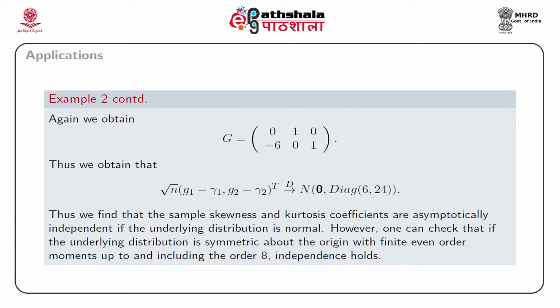However, one can check that if the underlying distribution is symmetric about the origin with finite even order moments up to and including the order 8, independence holds. So, the above result is not limited to normal distribution. This result can be extended for any symmetric distributions with symmetry about the origin. However, in such a case, the asymptotic variance will be different from 6 and 24.